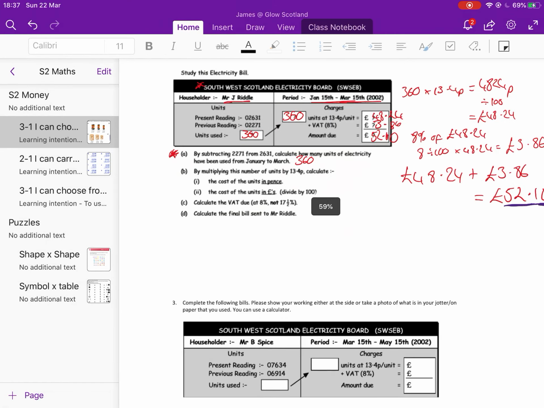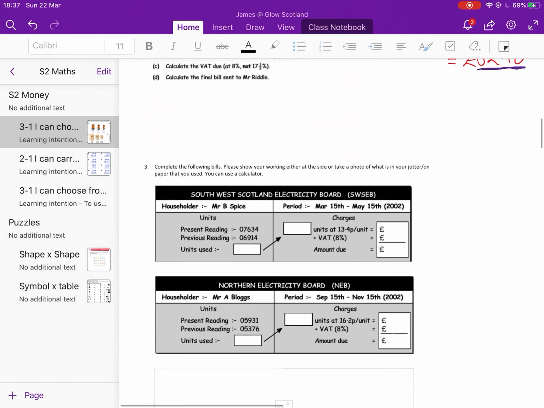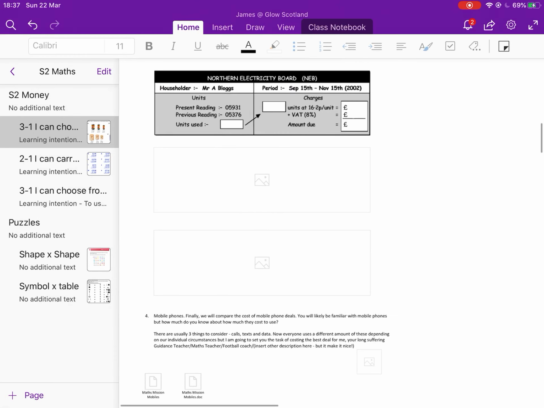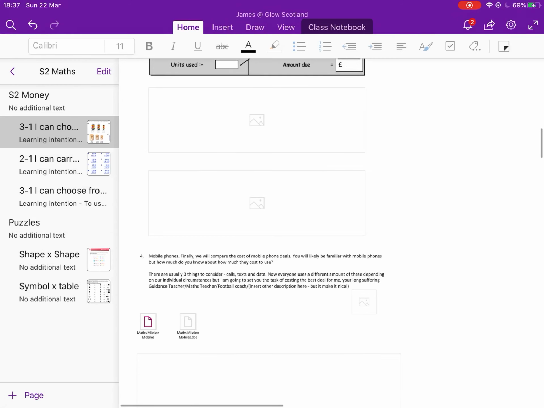Right, so that's how we go about doing these questions here. Again, there's quite a few examples there for you. It's not loaded particularly nicely, it's not helpful.